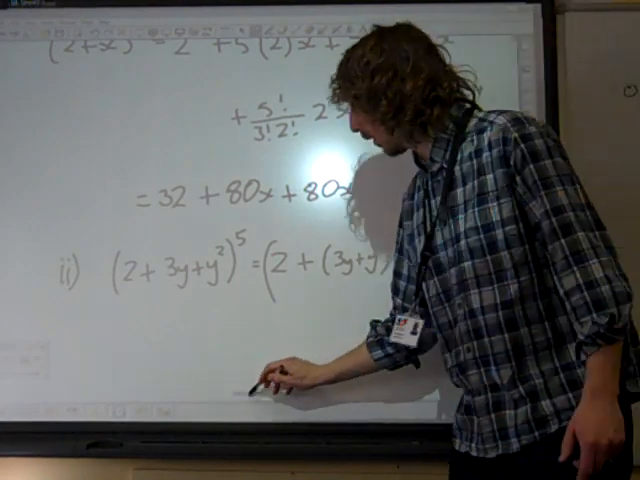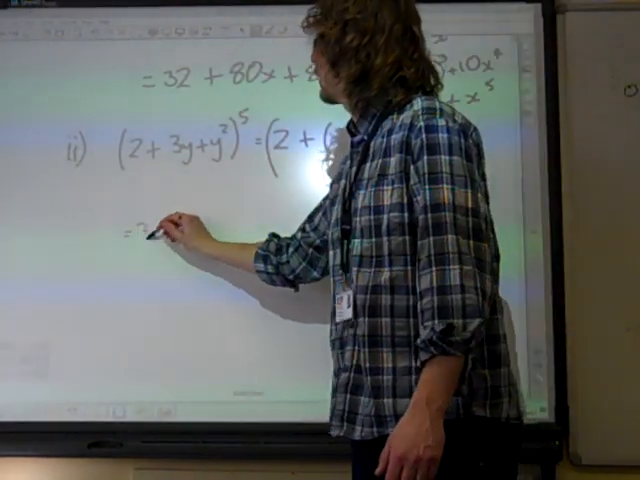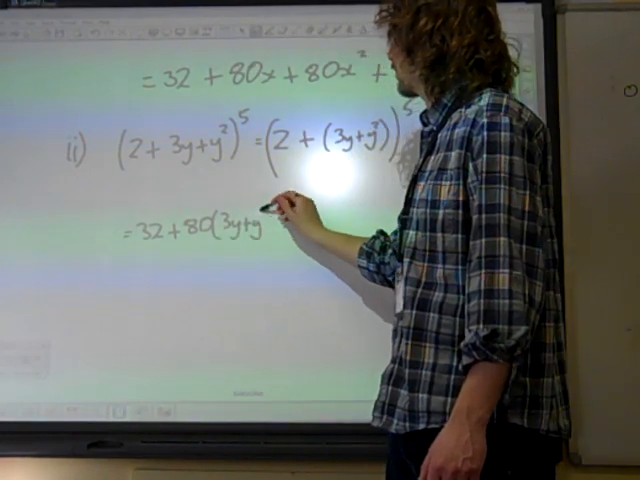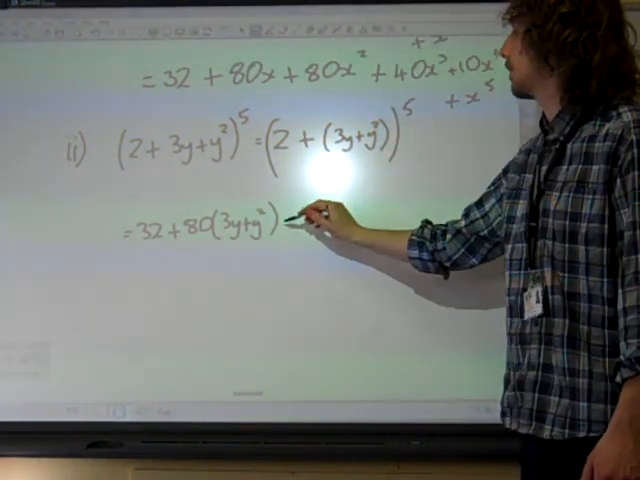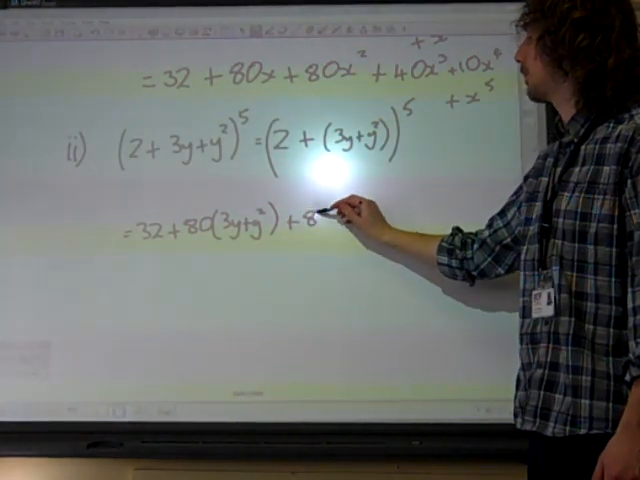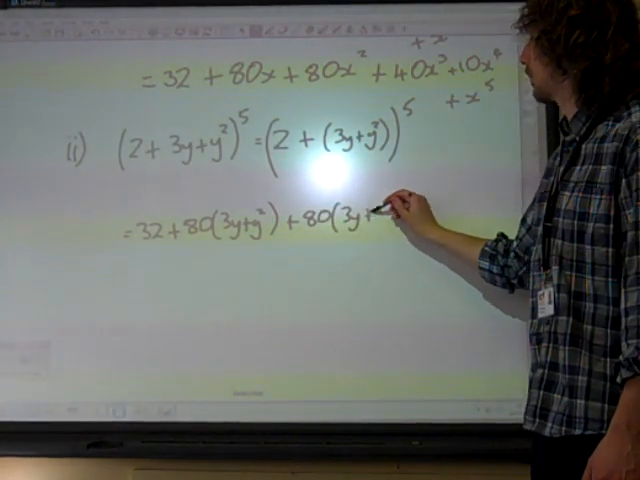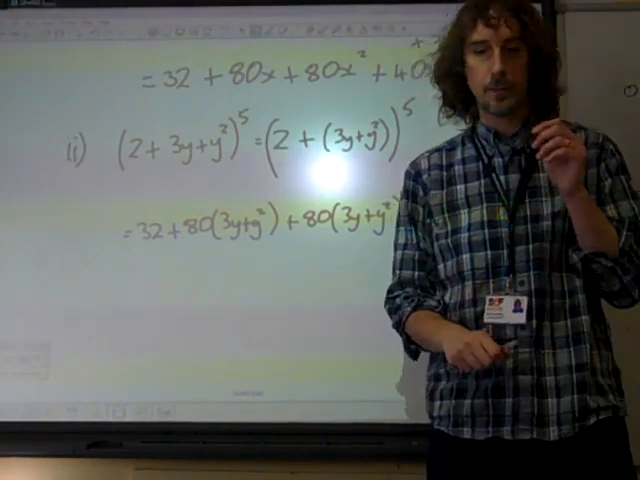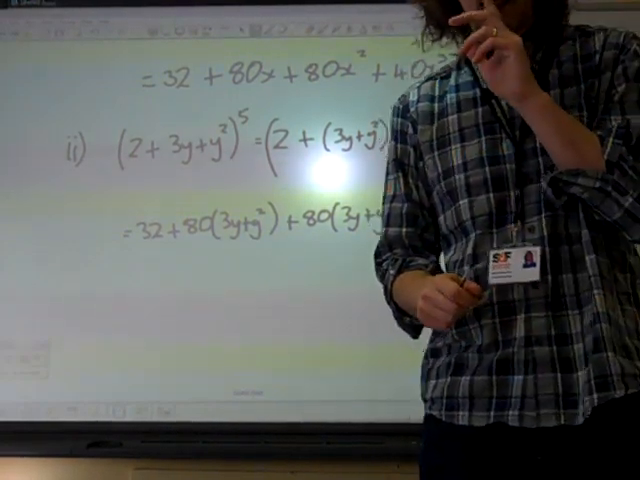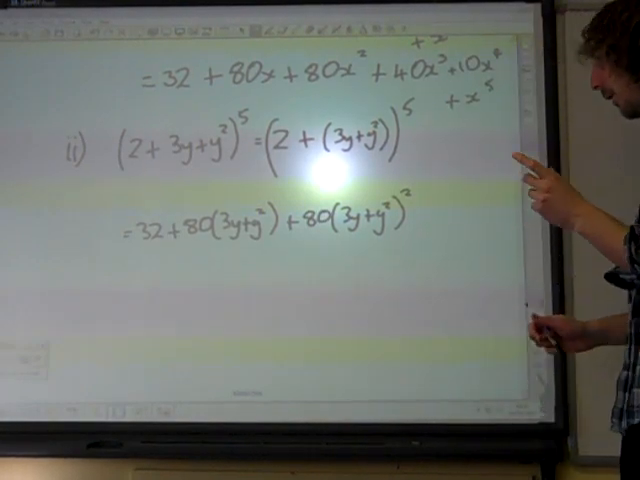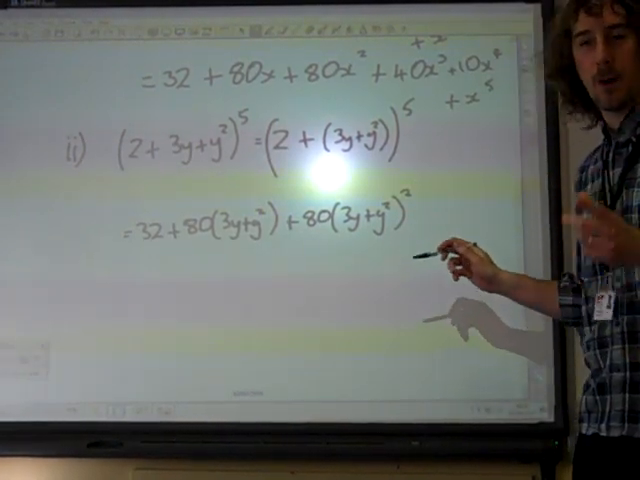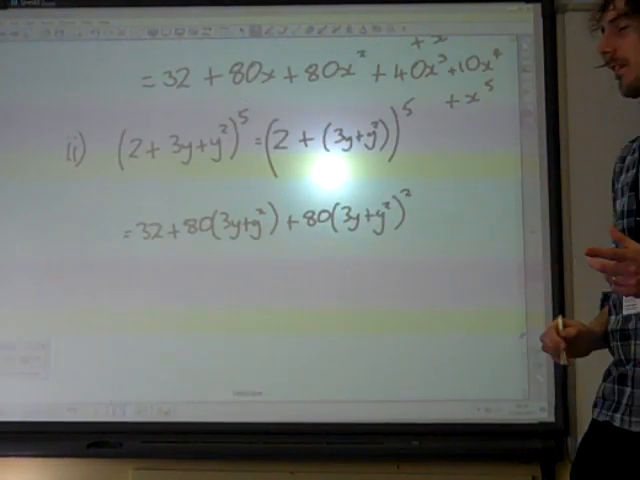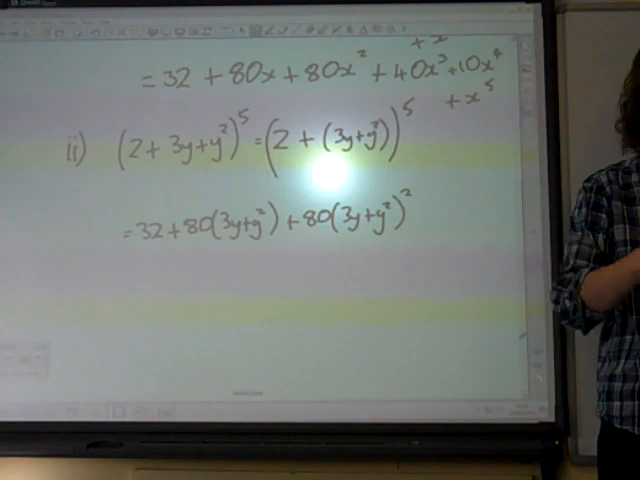So our expansion is going to look like 32 plus 80 times 3y plus y squared, plus 80 times 3y plus y squared squared. And let's think carefully about what the question is asking us for. It's asking us for the coefficient of y cubed in this. So I don't want to do too much. I don't want to go on forever with this.